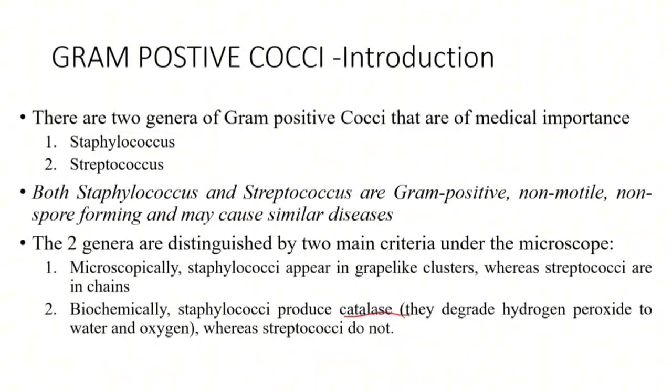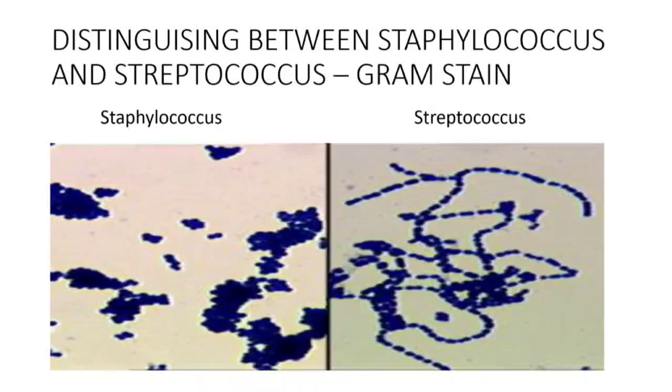But we should know that both Staphylococcus and Streptococcus are gram-positive, that is, they retain the crystal violet. They are non-motile and non-spore forming and can cause similar diseases. So under the microscope, the Staphylococcus species look like clusters, like grapes, and then the streps look like they're in chains. All right.